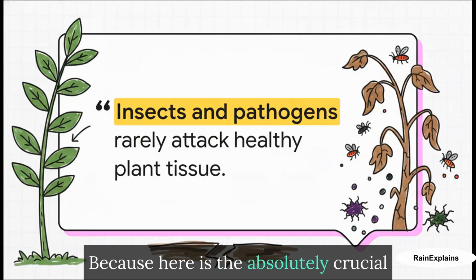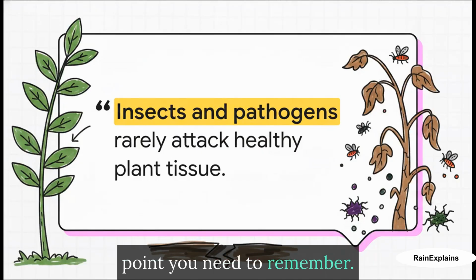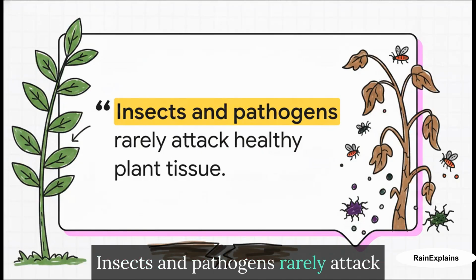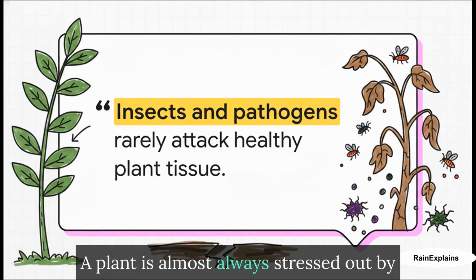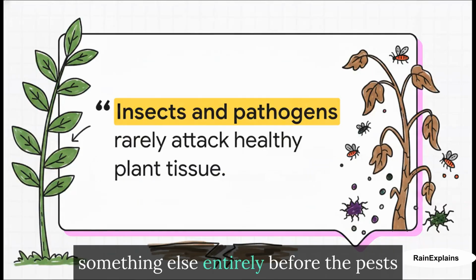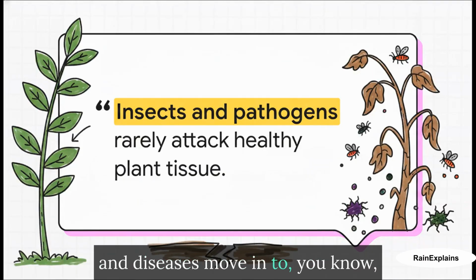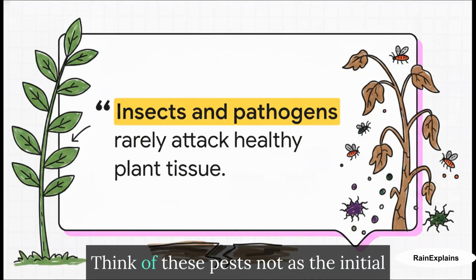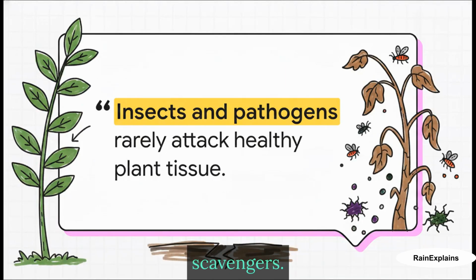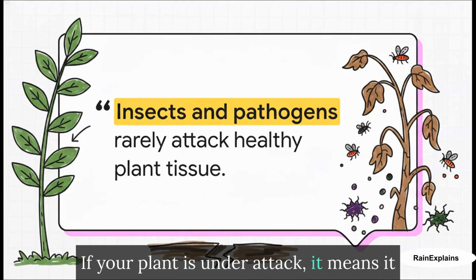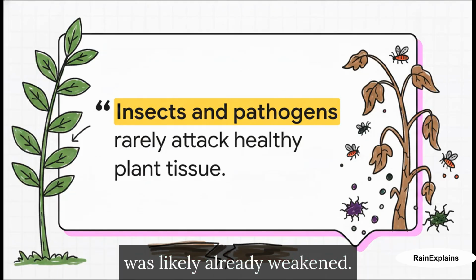Because here is the absolutely crucial point you need to remember. Insects and pathogens rarely attack healthy plant tissue. A plant is almost always stressed out by something else entirely before the pests and diseases move in to finish the job. Think of these pests not as the initial attackers, but more like opportunistic scavengers. If your plant is under attack, it means it was likely already weakened.